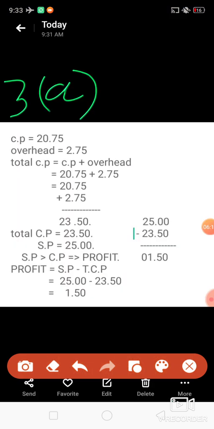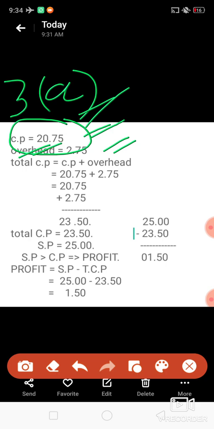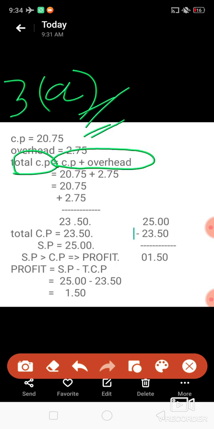Okay, so children, we are doing question number 3A. CP is given, 20.75 rupees, overhead is given, 2.75. Now, I told you before also that overhead is your extra money, so it becomes your total CP. Total CP means total cost price, and how do we get total cost price? We add CP and overhead, both we add.